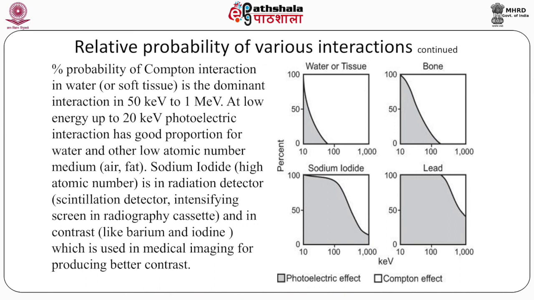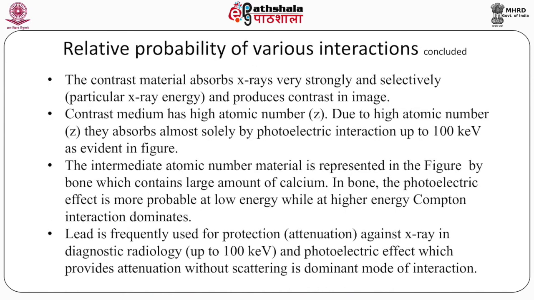Sodium iodide in this picture represents the high atomic number material, which may be found in radiation detector like scintillation detector, intensifying screen in radiographic cassette, etc. And also in contrast like barium and iodine based contrast, which are used in medical imaging for producing better contrast. The contrast material absorbs X-rays very strongly and selectively at particular X-ray energy and produces contrast in image. Contrast medium has high atomic number Z.